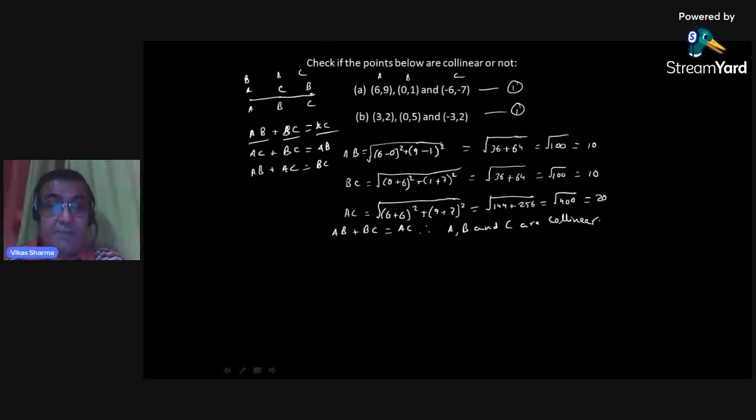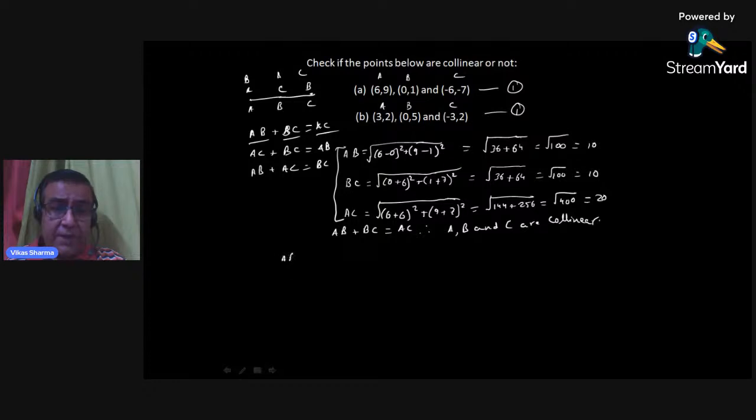And let's check for part B also. What did we get for part B? Who gets the correct answer? So let me take this as point A, point B, point C. Again, we'll have to repeat the whole process. Find the distance AB, BC and AC. Then find the sum of any two. So let me find AB first.